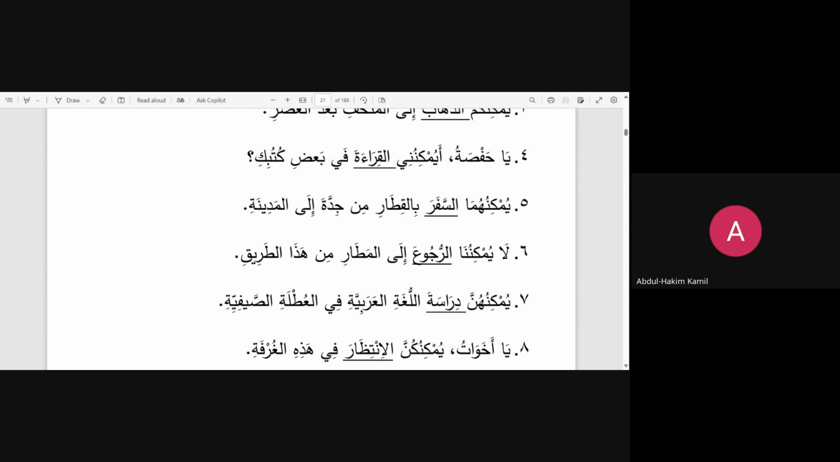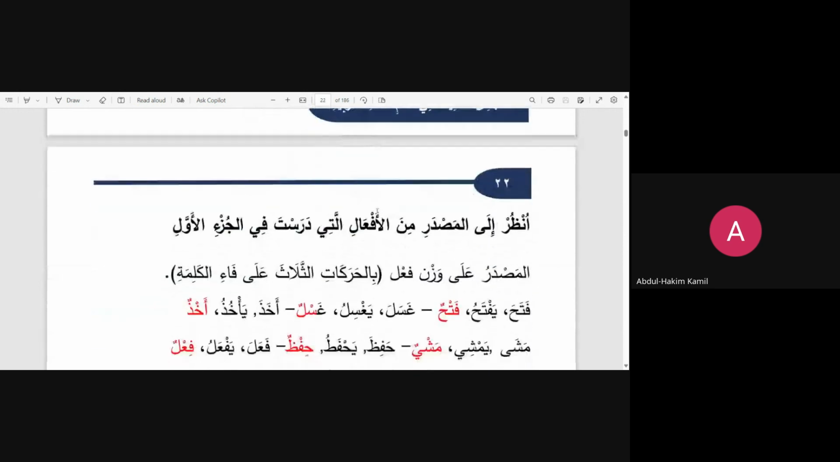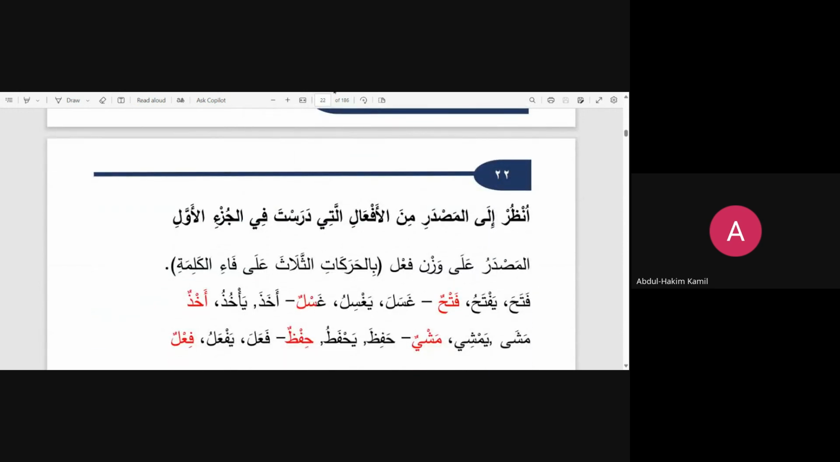So we have to do the do, ya ikhwa. We have to do the do. With that in mind, let's continue. We're going on to something new. So you have to do the do. You have to do your homework.